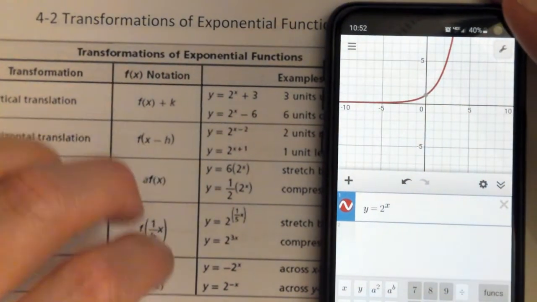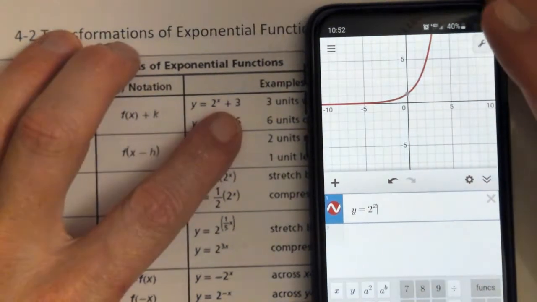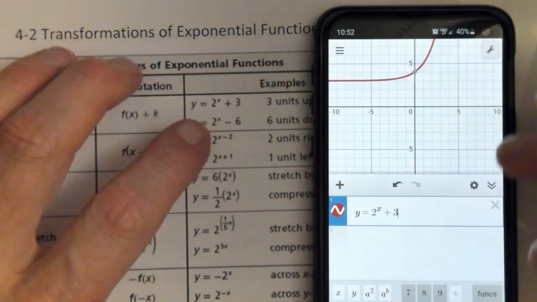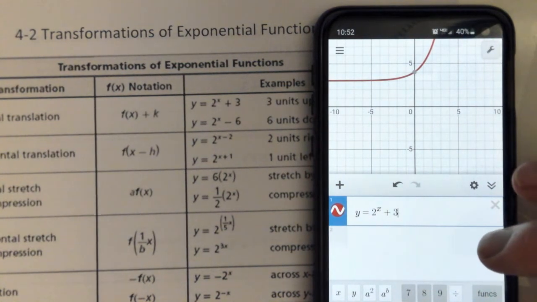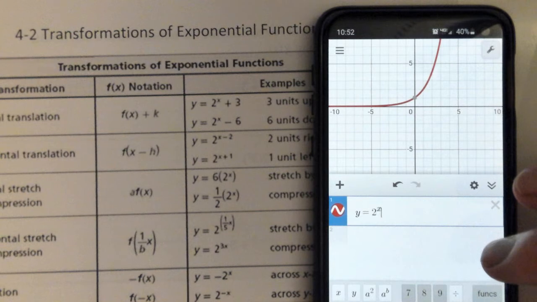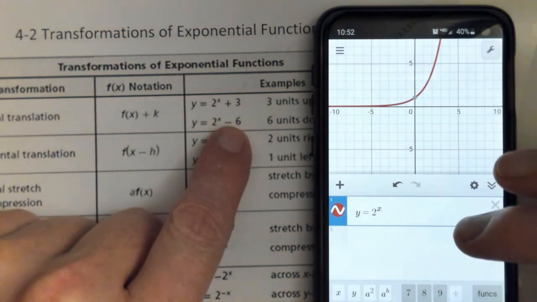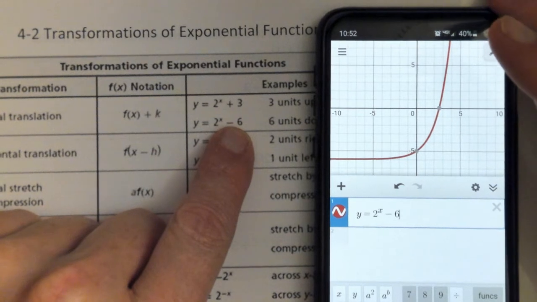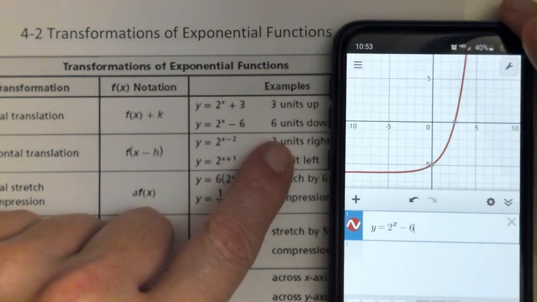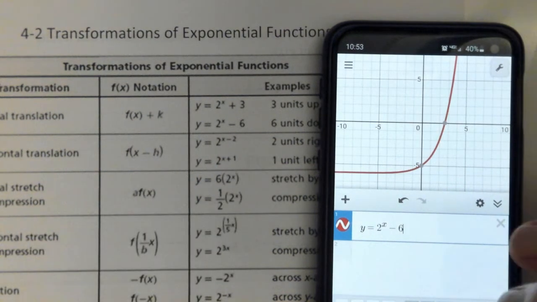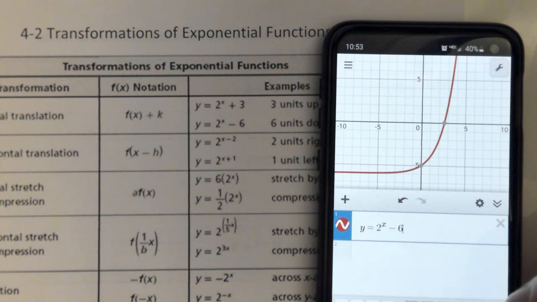Now, if I were to add a number to the end of that, like for example plus 3, look at what happens. It shifts it up by 3 units, right? Or if I were to change that to a minus 6 like we have here, that's going to shift it down by 6 units. So that's the first type of movement, adding or subtracting at the very end.